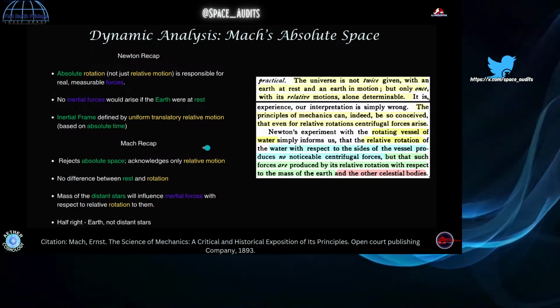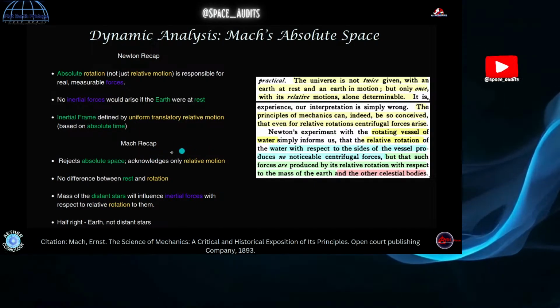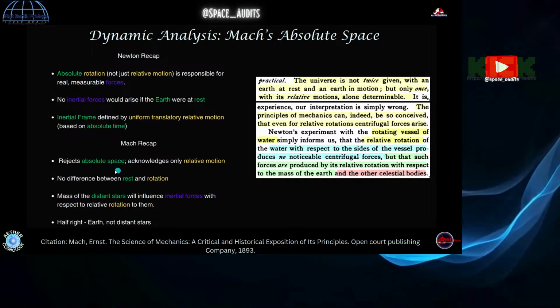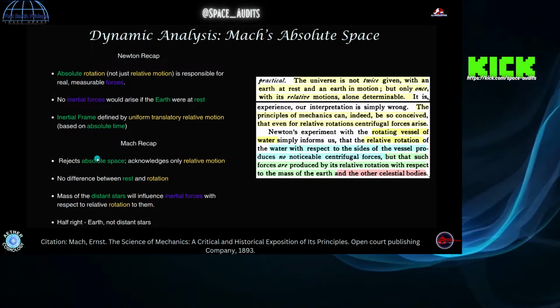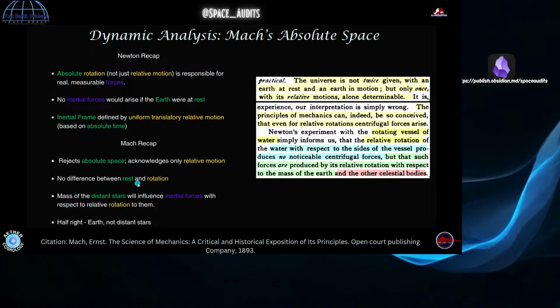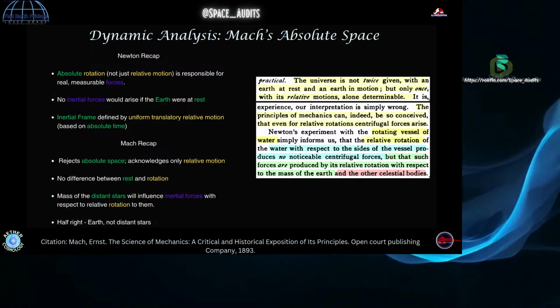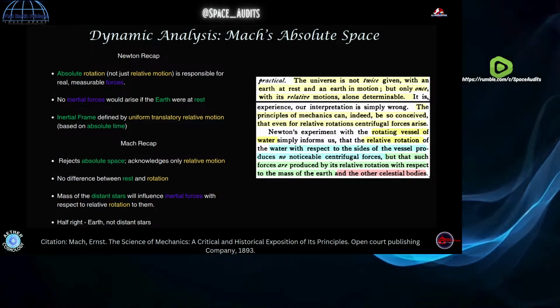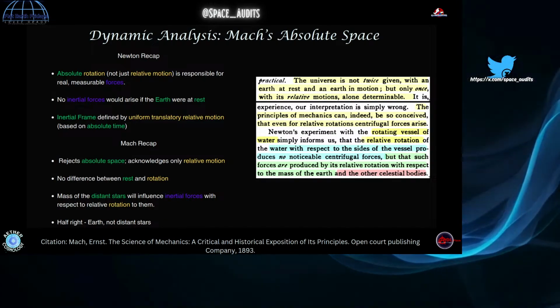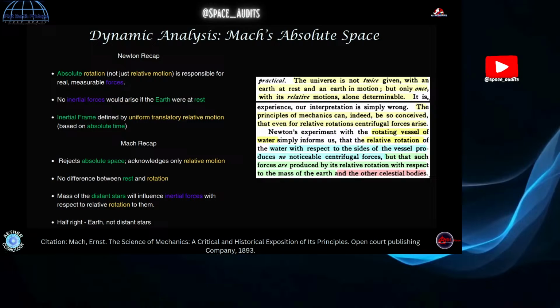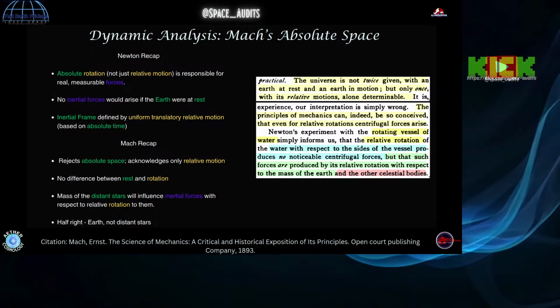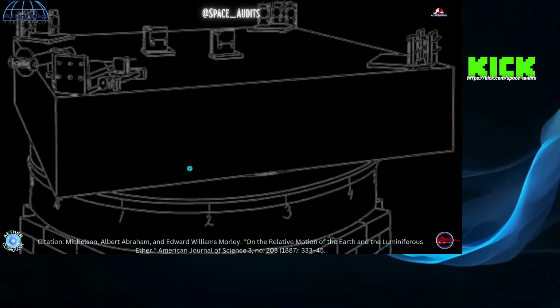So yeah, no difference between rest and rotation, mass distance of the stars. The distant stars would produce these inertial forces. There's no proposed mechanism as to how it would work. It's just how they interpreted it through the paradigm, that it would just work itself out.